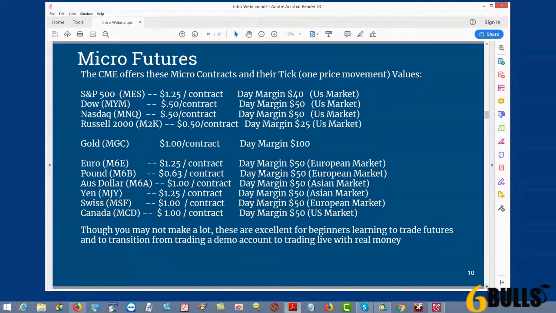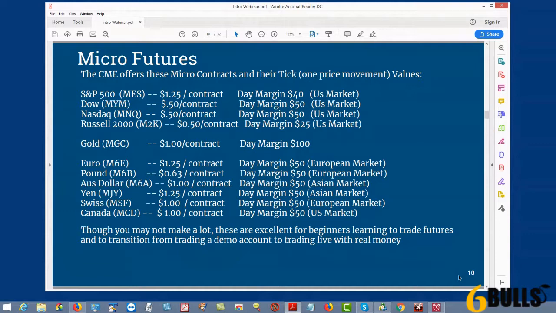So for example, if you're trading the S&P 500, you have a chance to use day margin. Margin is how much money you need in your portfolio to trade during the day. And for the S&P, for the Dow, these are very small amounts of money, $40, $50. The Russell you can trade with 25.